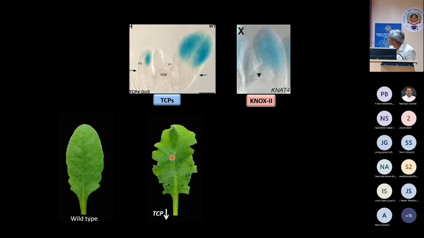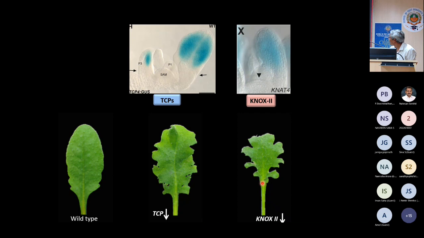And if you reduce the TCP genes, it doesn't really become compound. It becomes a little bit serrated at the margin, but it's not compound. So the TCP genes are not sufficient to make it compound, because when you remove the TCP gene, even then it is simple, right? So that is not the only one. You reduce the NOX gene, there are total 5 NOX genes, reduce 3 or 4 of them, you see, it is still simple. Maybe it is lobed, but it is still simple.